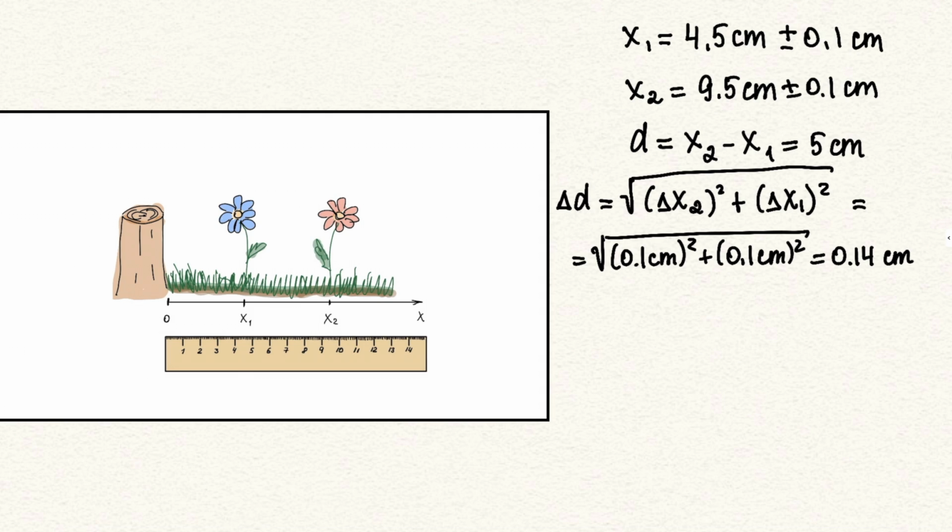And now we can write the answer. So our distance between the flowers equals 5.0 plus minus 0.1 centimeters. Now let's do something a little more complicated.